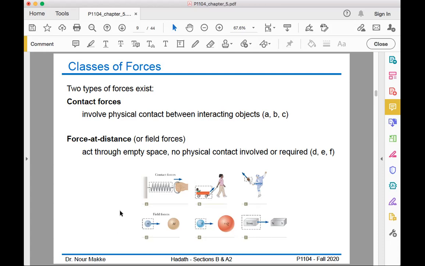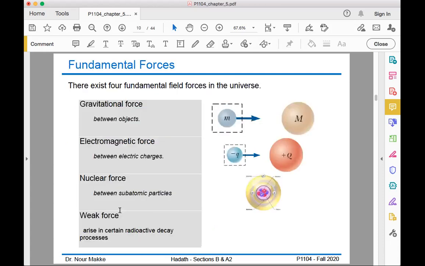So these are the classes of forces as seen in our case in classical mechanics. But in the general case, when we talk about forces in the universe, we have actually four fundamental forces, and all of them are field forces, so forces at a distance. So we have the gravitational force, which acts between objects that have mass. Whenever you have two objects with mass different than zero, then you can talk about gravitational force.